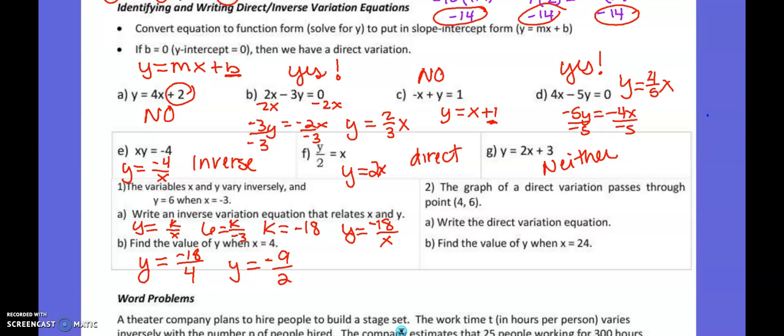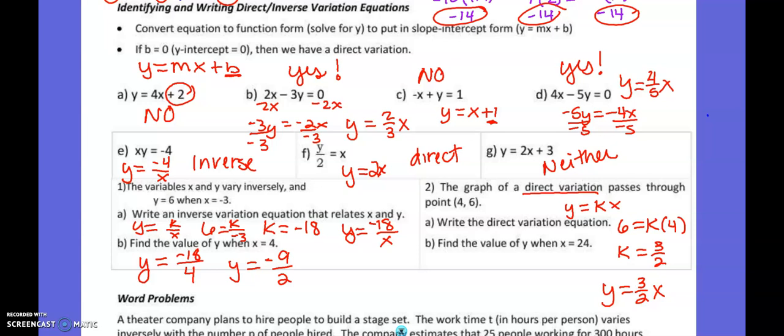Number 2 says the graph of a direct variation passes through the point 4, 6. Write the direct variation equation. Well, I know it's going to be in the form y equals kx. I know the y, and I know the x. I'm going to solve for my k. In this case, my k is going to be 3/2. So my direct variation equation is y equals 3/2 x.